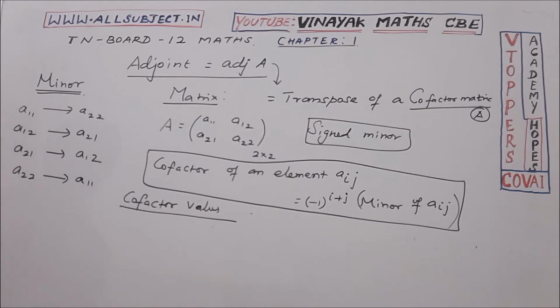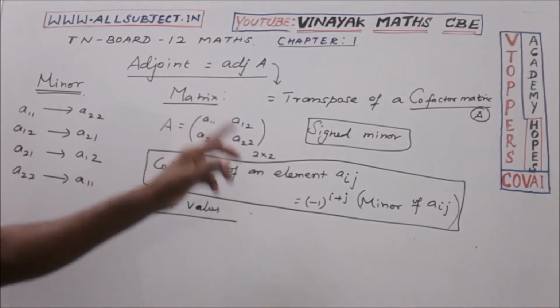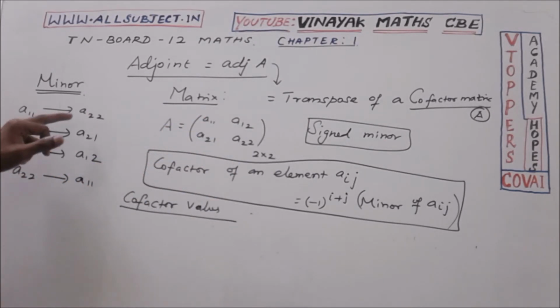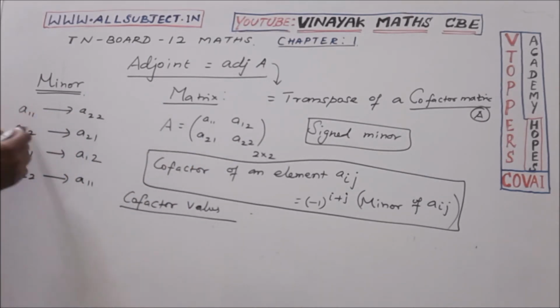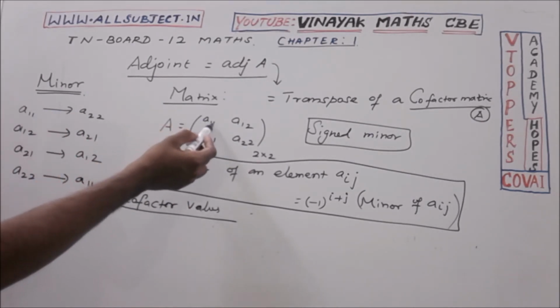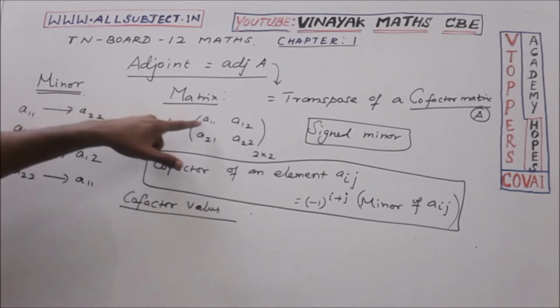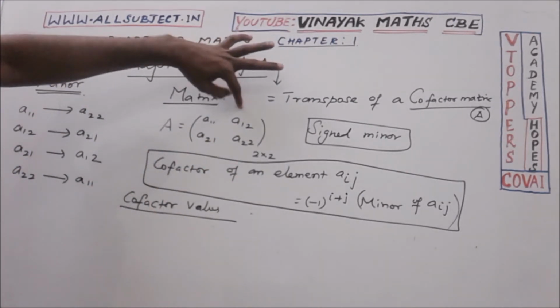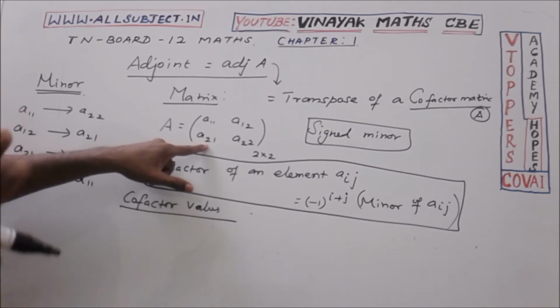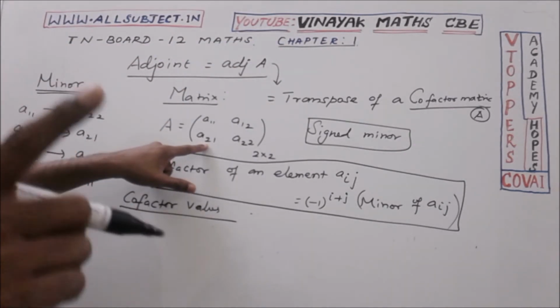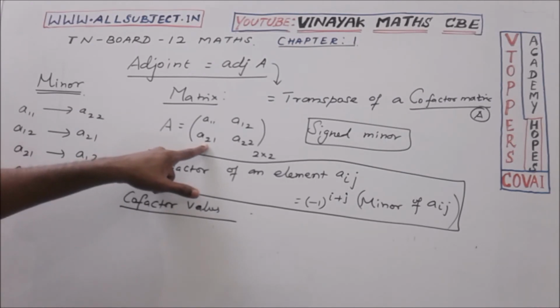I told you the sign will vary according to the place value. Here, A11 and so on are just to see the element's place value. So here 1, 1, 2: no change in sign. Here we have a sign change because 1 plus 2 is 3. Here we have 2 plus 1, 3, an odd number. The sum of the place values is odd, so we should change the sign of the minor value for the cofactor.